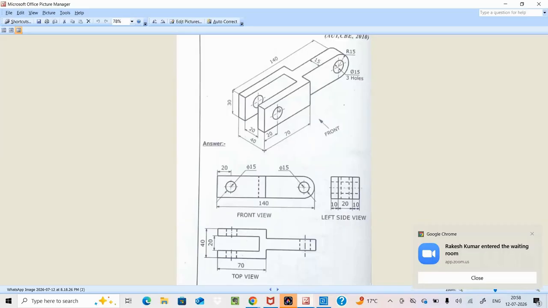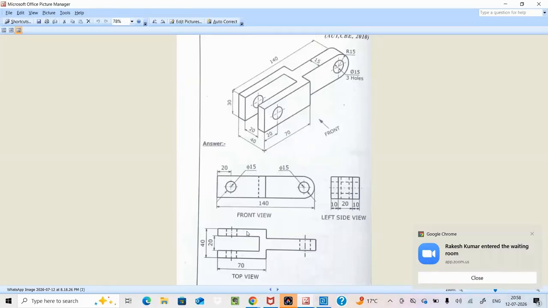Just give a simple, just try this one also. Here almost everything is perfectly given. There are no indirect dimensions. If direct dimensions are given, you can just take them.